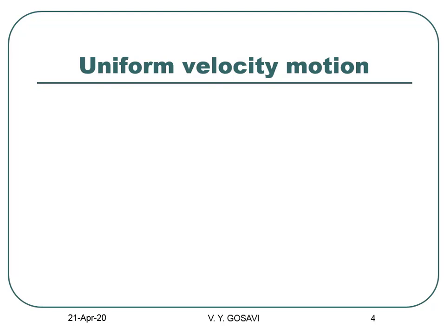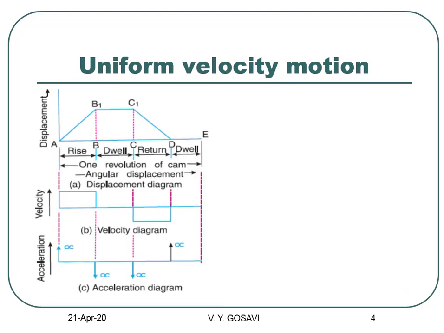Uniform velocity motion. The word uniform tells everything. Uniform velocity means there is no change in speed of the follower. In this displacement diagram, the x-axis represents angular displacement of the cam. Points A to E represent one revolution of the cam with 360-degree rotation, where the y-axis represents displacement of the follower. Point B to B dash represents the stroke or lift of the follower.